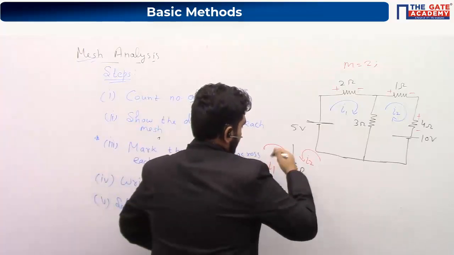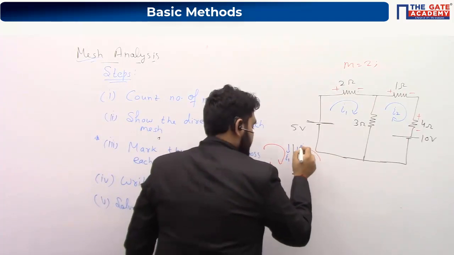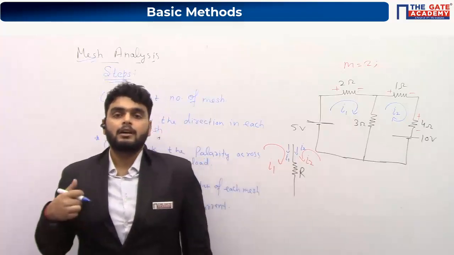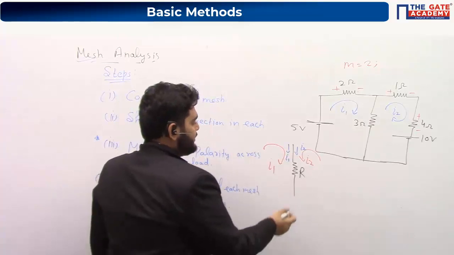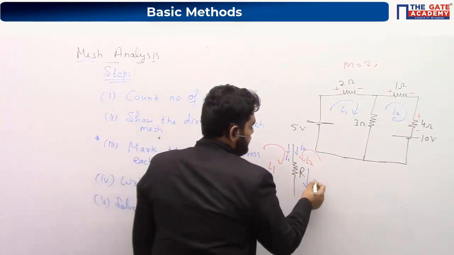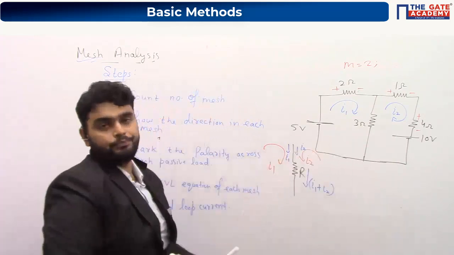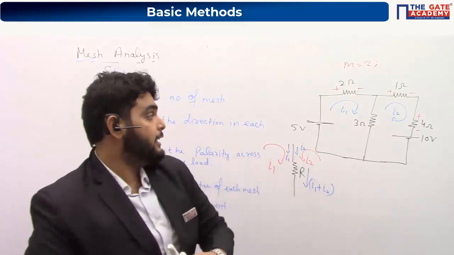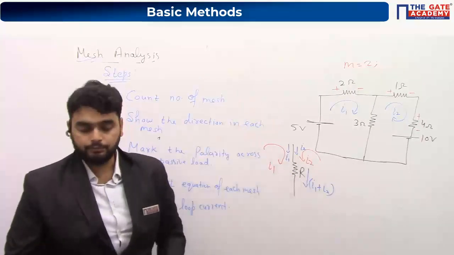I1 is actually flowing here. I2 is also flowing in this direction. It means both currents have the same direction. It means the resultant current will also be in the same direction, and the resultant current will be nothing but the summation of these two currents, I1 plus I2. So these two cases you should remember by taking a common branch. Okay, now we will see our question.